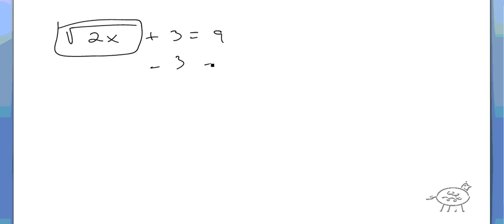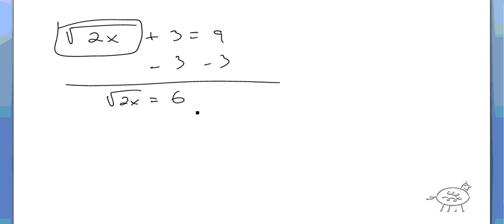What happens if I have something like this? Let's say 2x inside the radical. So the square root of 2x plus 3 is equal to 9. All right. So again, we don't do anything with that 2. In fact, whatever's inside the radical stays inside the radical until you square it. So we're going to subtract 3 from both sides. And you get the square root of 2x is equal to 6.